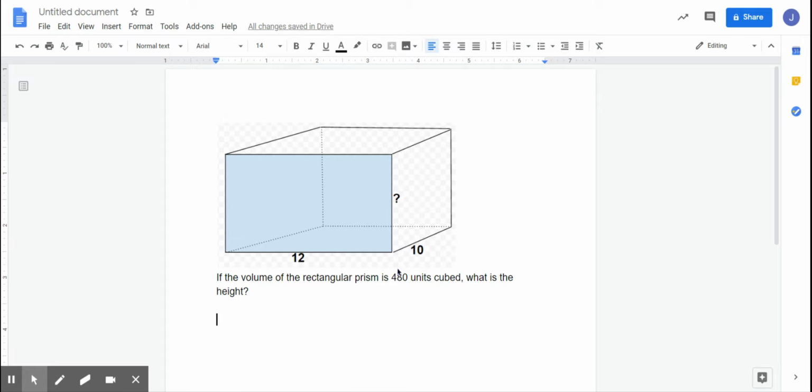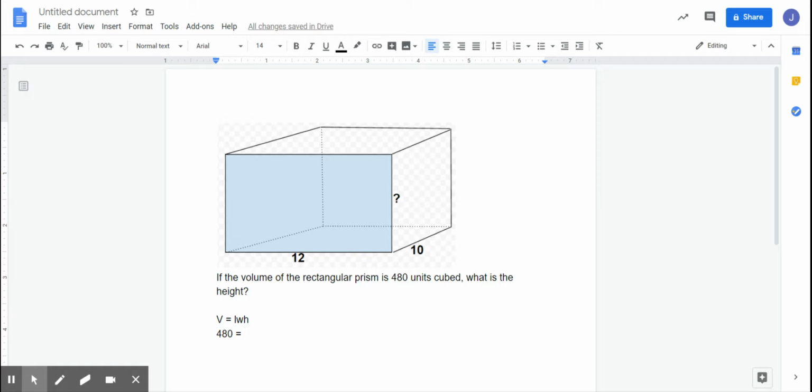So with any of these area and volume problems, we need to write down the formula first. Our volume formula for a rectangular prism is volume equals length times width times height. What we always have to do next is plug in all of the values from the problem that we actually know. It tells us the volume is 480 units cubed.